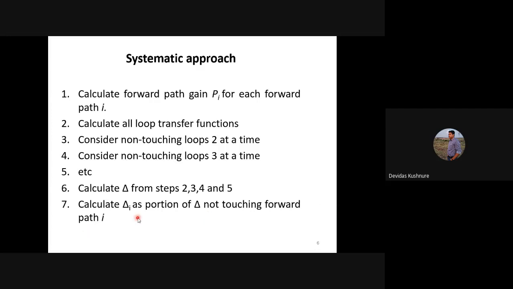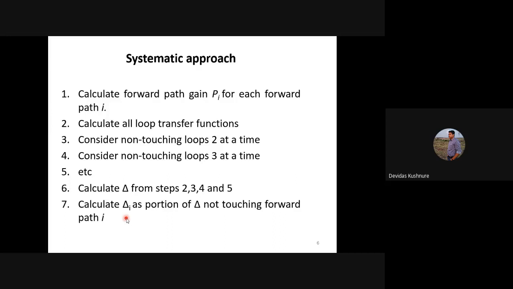I, right? Delta I is nothing but the portion of delta, or the loops, which are not touching that particular path, the ith forward path. Then that is called delta I. So we need to calculate delta I for every forward path. If we have 4 forward paths, then we get delta 1, delta 2, delta 3, delta 4. So delta 1 is related to the first forward path, delta 2 to the second forward path, delta 3 to the third forward path, and so on, right?